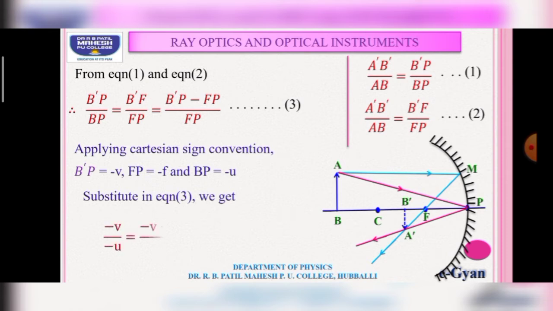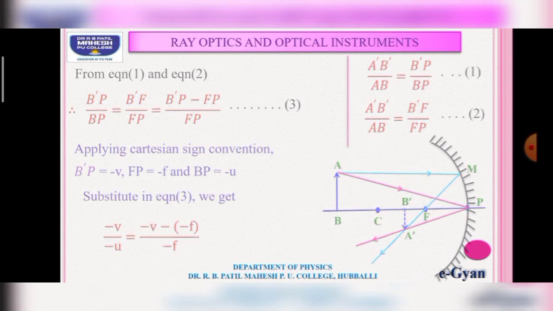minus V divided by minus U is equal to minus V minus of minus F divided by minus F. Here on the left hand side, minus and minus will get cancelled, and after simplifying we get V divided by U is equal to V minus F divided by F. Take this F to the left hand side, and U to the right hand side. We get VF is equal to VU minus UF.